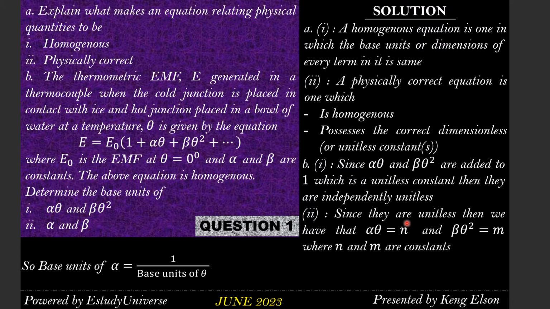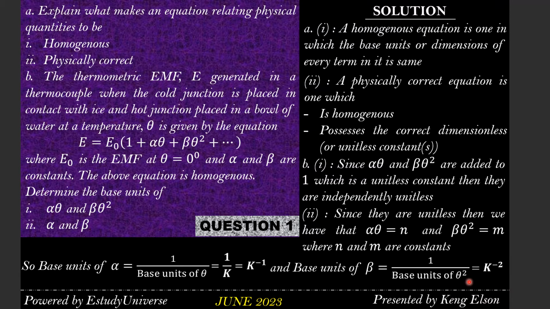Since n is unitless, it means that the base units of alpha will be 1 over the base unit of theta, and theta is temperature, so the base unit is a Kelvin, so we have 1 over the Kelvin, which is per Kelvin. What about the base unit of beta? It will just give you 1 over the base units of theta squared, which is Kelvin to the minus 2, or per Kelvin squared. All right, so we are done with the first question.